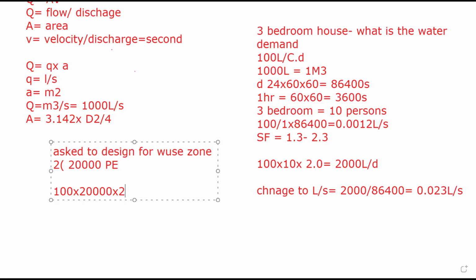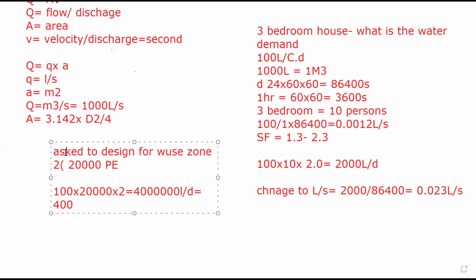And the value will be what? The value will be 20,000 times 2 times 100. The value will be 4 million liters per day. Remember, this 4 million liters per day is the same thing as 4,000 meter cube per day.